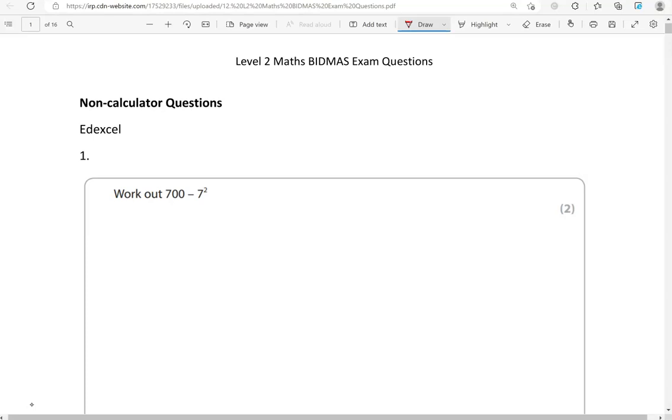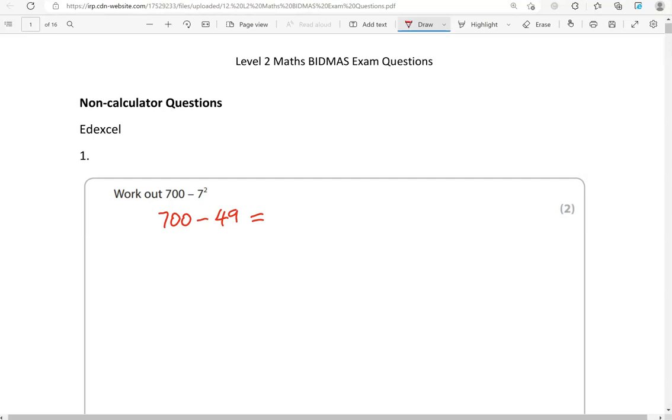Work out 700 take away 7 squared. 7 squared, that is 7 times 7. So what we're going to do is 700 take away 49. Obviously you can't do 700 take away 7 and then square it because there are no brackets around 700 take away 7. The only thing that's being squared is the 7. That's why we need to do this as 700 take away 7 squared.